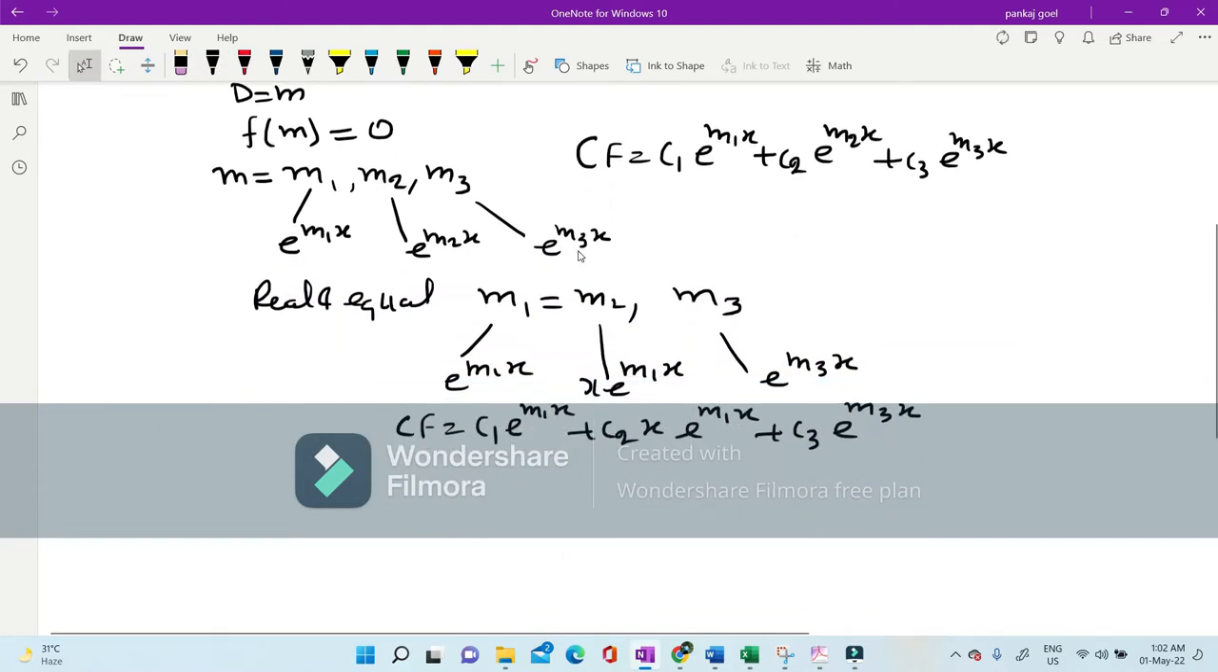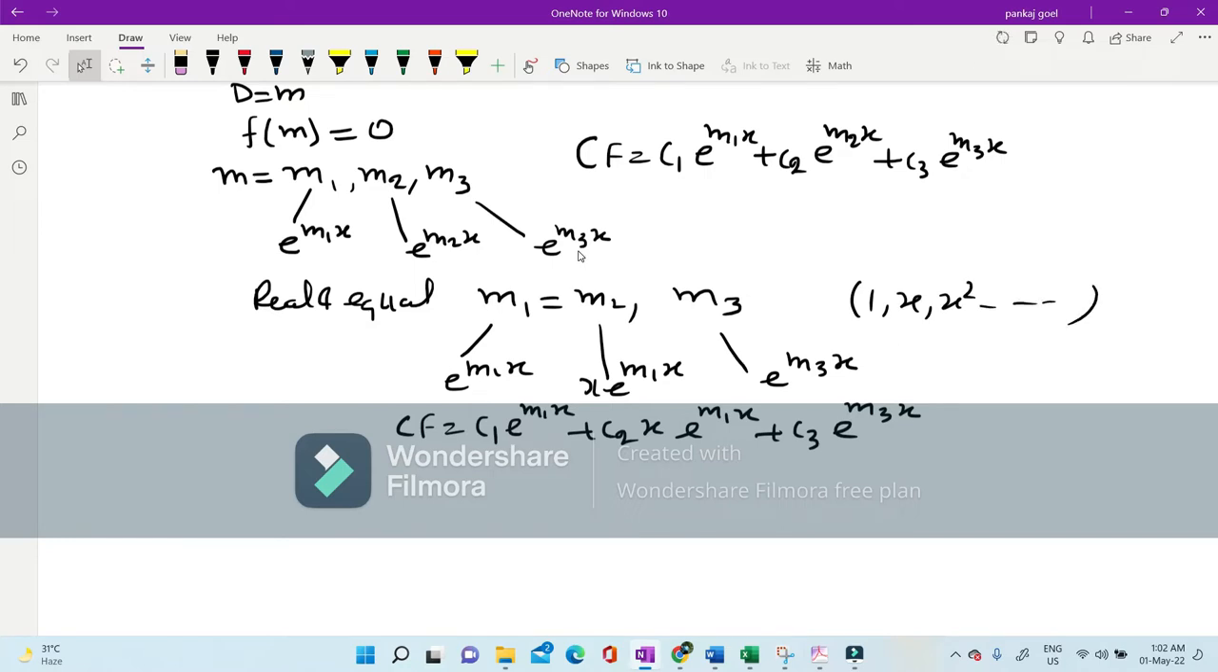So by one solution we can find the different solutions with the multiples 1, x, x square like this. If t is the variable, then we can multiply 1, t, t square and so on.